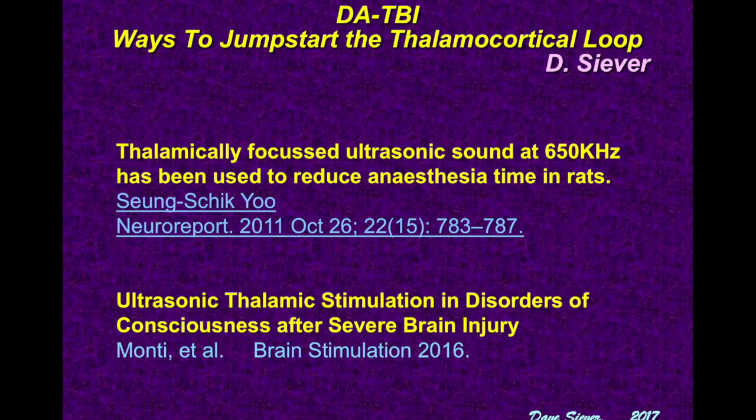In one study, if you use general anesthesia, you can knock out the loop between the thalamus and the cortex to a degree. This group used ultrasonic speakers mounted just around the rat's ears, targeting the thalamus. When they excited the thalamus with ultrasonic sound, which is inaudible, it reduced the anesthesia time in rats. Another study used a similar approach, mounting speakers above the ears in a human, and this person quite quickly came out of a coma.